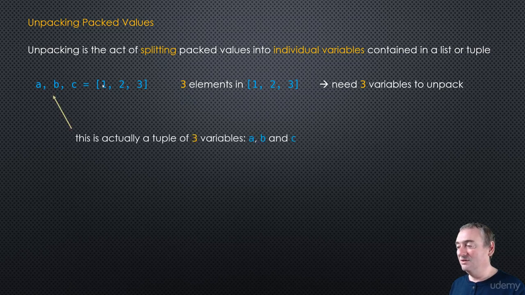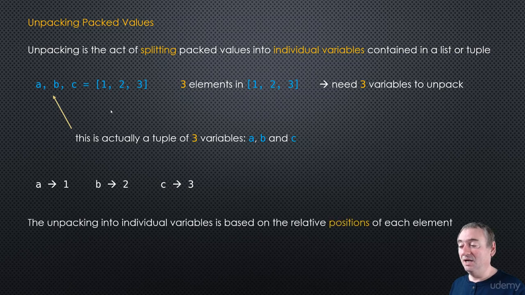So there's 3 elements in the list, so we need 3 variables to unpack, because we're going to then take this and put that into the first element of the tuple, right? So this is a tuple which has 3 variables, a, b, and c. So a will be 1, b will be 2, and c will be 3. In other words, the unpacking happens by taking the positions of each one relatively on the left-hand side and the right-hand side. So the element at position 1 on the left will take on the value of the element at position 1 on the right, and so on. So it's a positional assignment.